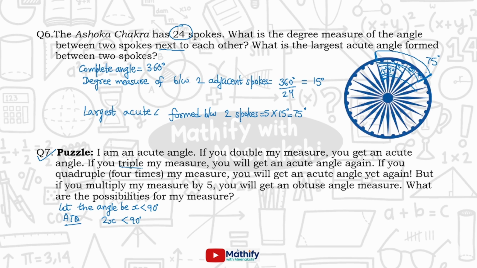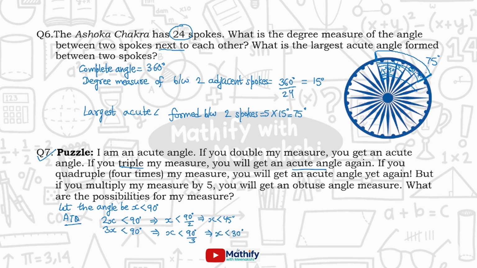If you will triple my measure, you will get an acute angle again. If you will triple my measure, again it's less than 90. What it means that your x is less than 90 by 2. That means x is less than 45. Then when they are saying that triple is also less than 90, that means your x is less than 90 by 3. When you will transpose 3 to that side, it becomes division. That means your x is less than 30 degree.